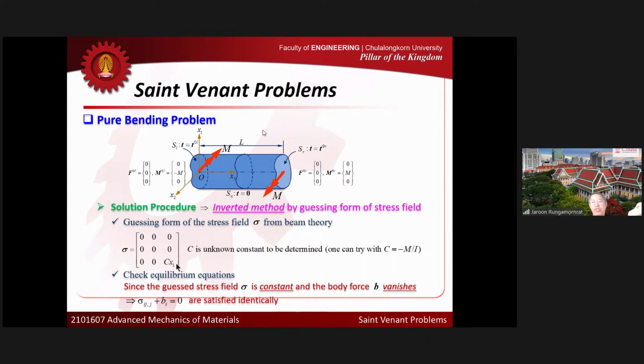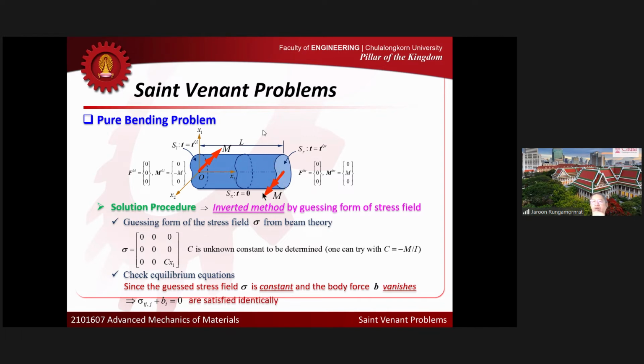The reason that I put only the linear term with respect to x1, not x2 and x3, is because I know from beam theory. I try to guess the solution here based on beam theory. If you look at the function that I assume here, it is independent of x3. Because of what?